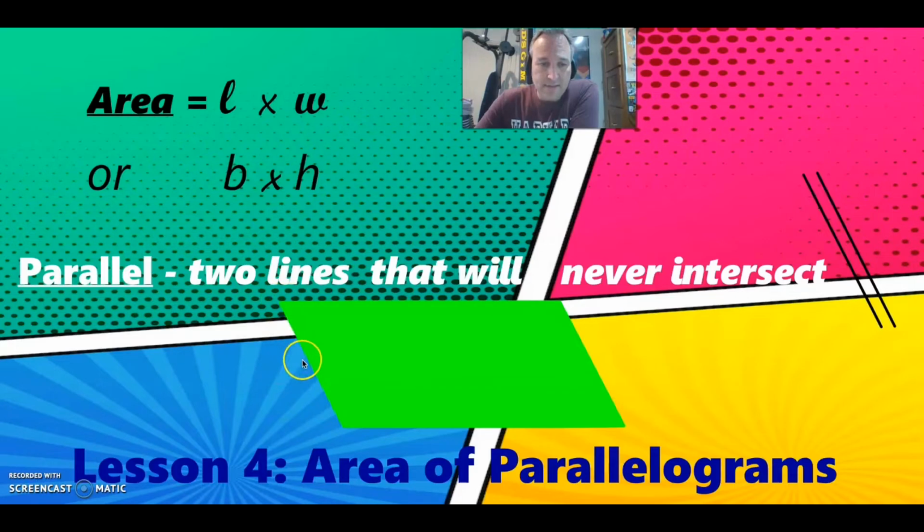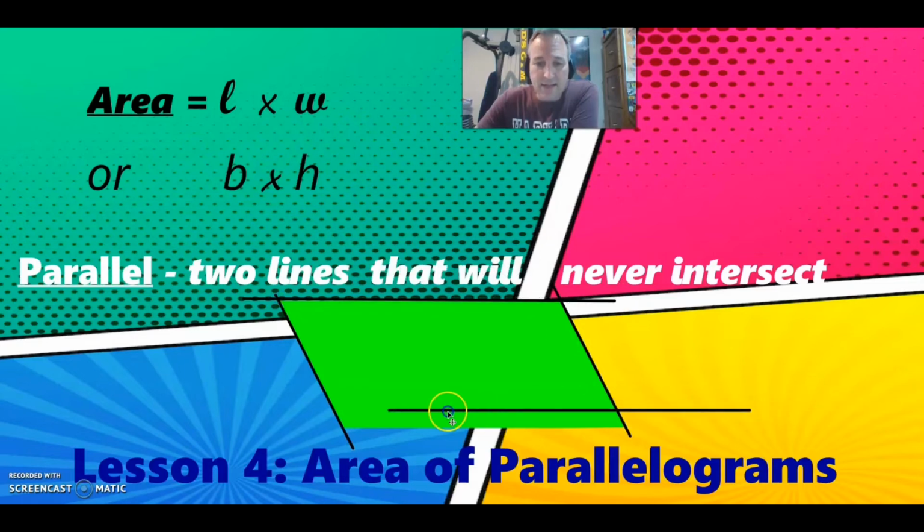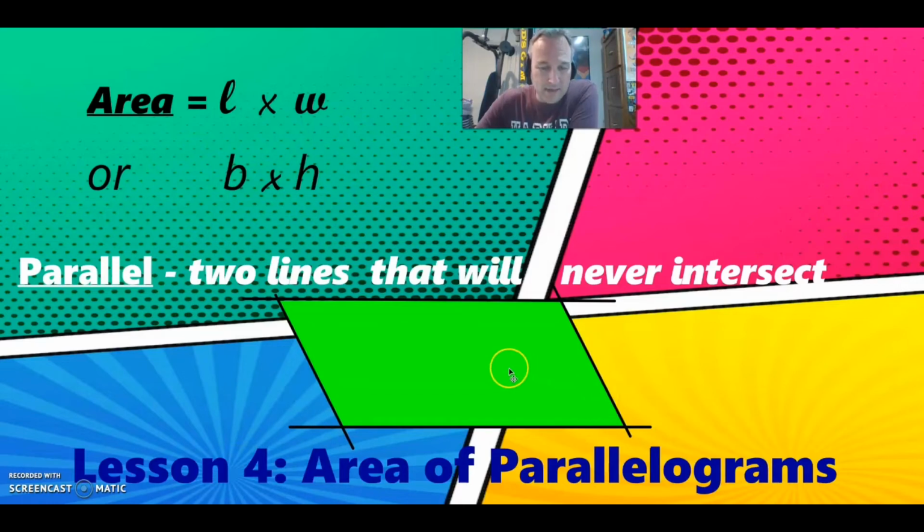So as you can see, the opposite sides of this quadrilateral, this shape, are parallel. For example, if I use these lines and place them here and here, they would show you how those are parallel sides. And like I said, the opposite sides have to be parallel to one another. Okay, so that's what a parallelogram is.